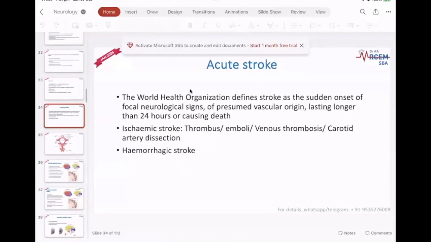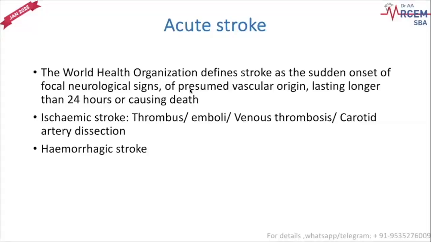Now we are entering into acute stroke. What is the WHO definition of an acute stroke? The WHO definition is a focal neurological deficit, presumed to be of vascular origin, lasting for more than 24 hours, or within 24 hours itself the patient has expired, meaning he has died. This is the classical definition of a stroke. Remember that it is 24 hours.